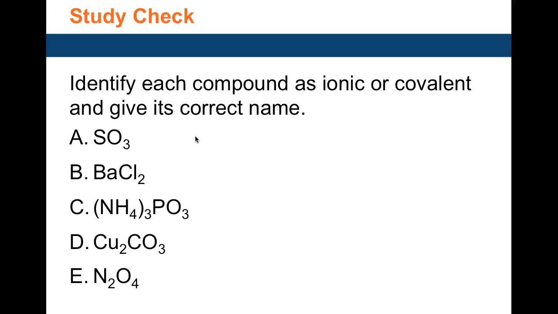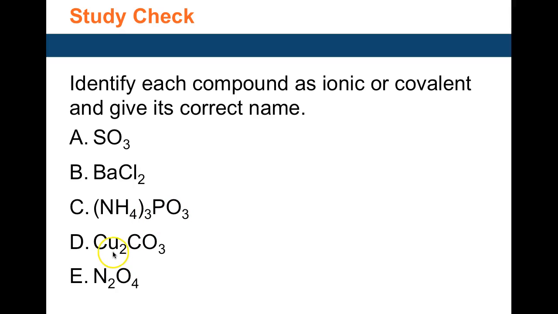Identify each compound as ionic or covalent and give its correct name. All right, so the first element is a nonmetal, so this is covalent, sulfur trioxide. This is a metal, so therefore this is ionic, barium chloride. Now this is ionic because of the ammonium, and so it's ammonium phosphite.